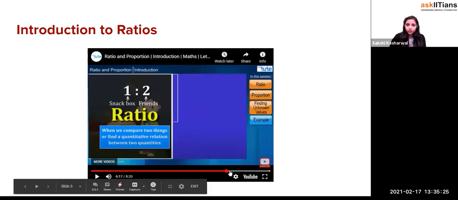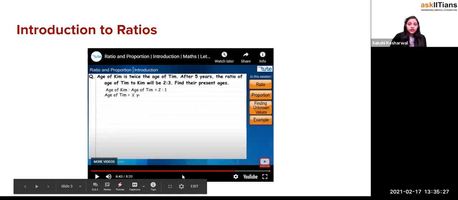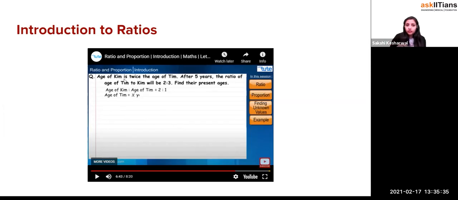First, let's do some basic questions like what she said over here. It says that the age of Kim is twice the age of Tim. So Tim upon Kim is equal to what? 2 by 1? Yes, that is, sorry, Kim is equal to 2 times Tim. That is, Kim upon Tim is equal to 2 ratio 1. We can say this after 5 years. Later on I'll be explaining this question myself. So we'll keep this in mind.